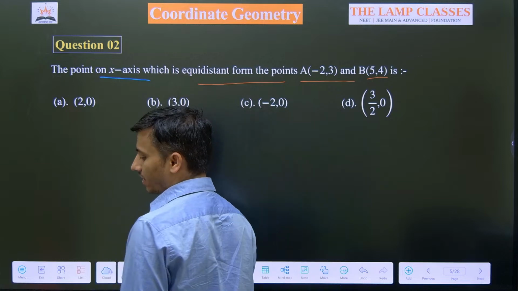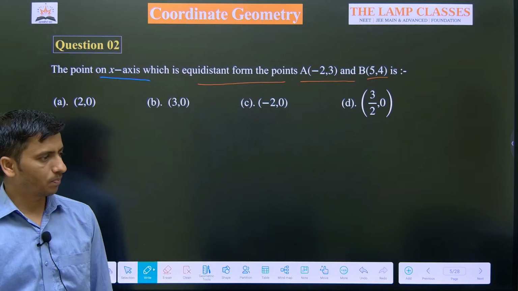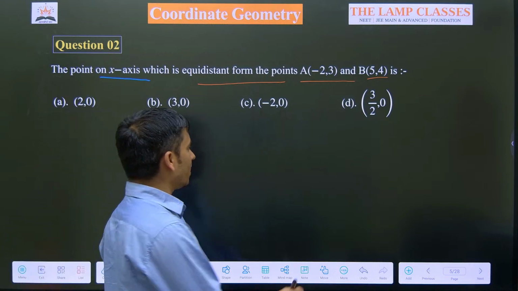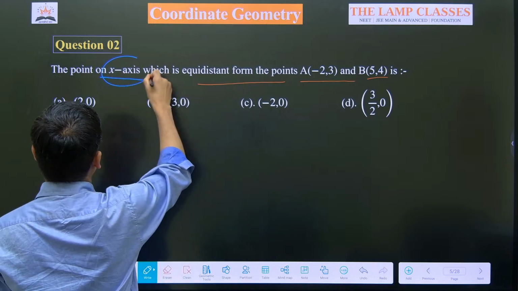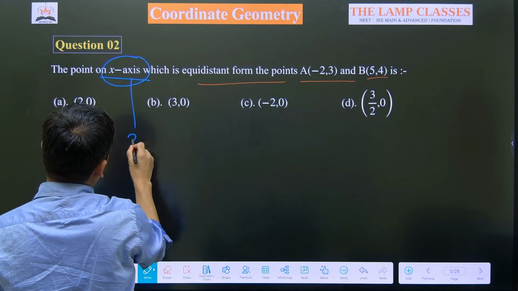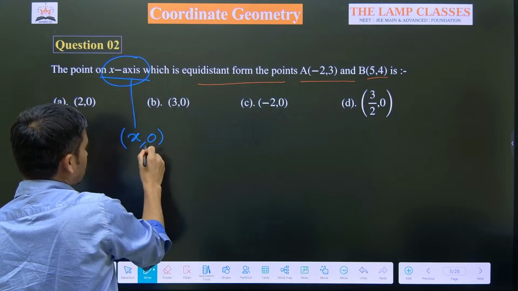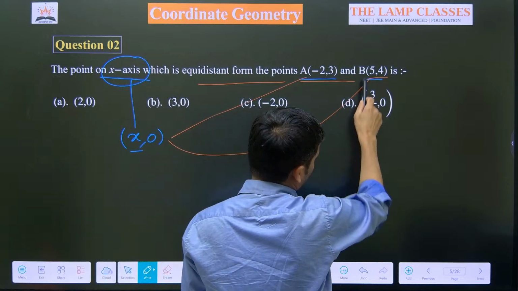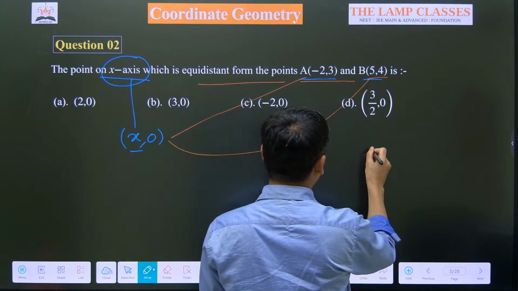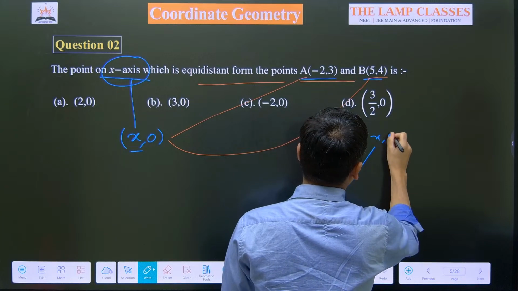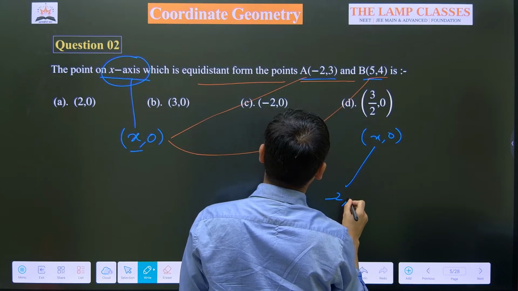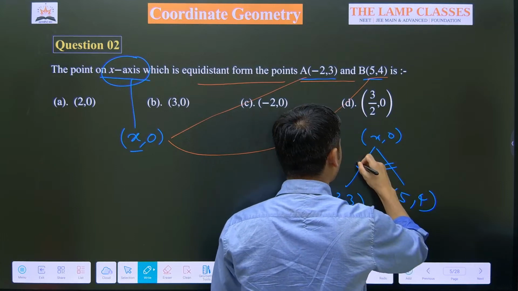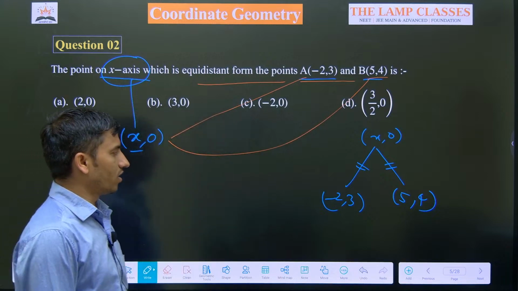So they are using equidistant, so the midpoint formula may not be valid. Since the point we want is on the x-axis, we can start by naming the point (x, 0). And since this point is equidistant from this and this, this distance and this distance should be equal. This point is (x, 0), this point is (-2, 3), and this point is (5, 4). So these distances are given equal. Find out this distance and equate them.